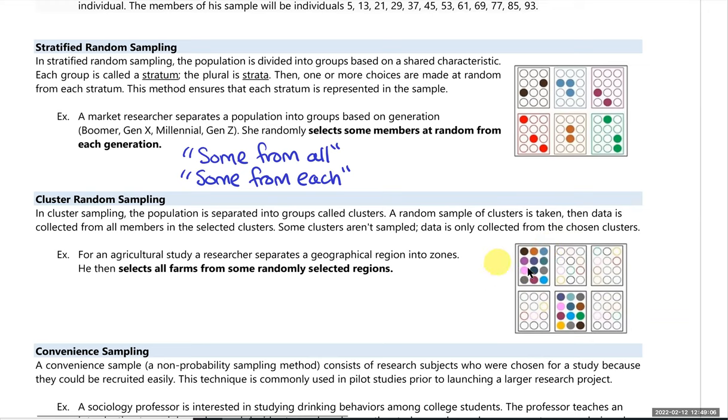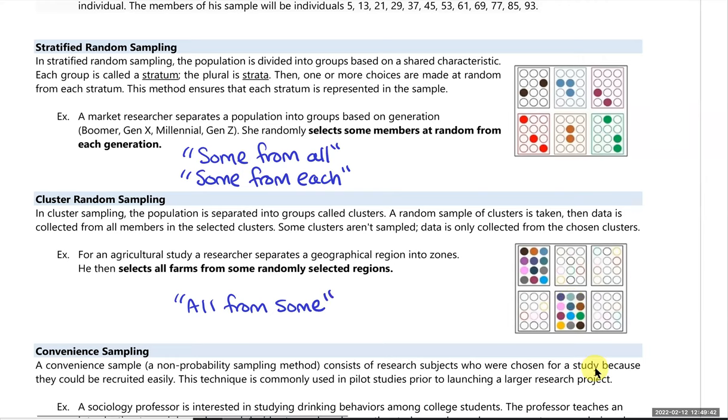Like this is the west, northwest. Here's the northwest, southeast, right? I have these regions in the county. And then instead of going to all of them, I would randomly pick two of those regions. And when I get there, I will go to every farm. So I would go to every farm, but only from some of the chosen regions. So I call this one all from just some. So I would go to all farms from just some of the selected regions.